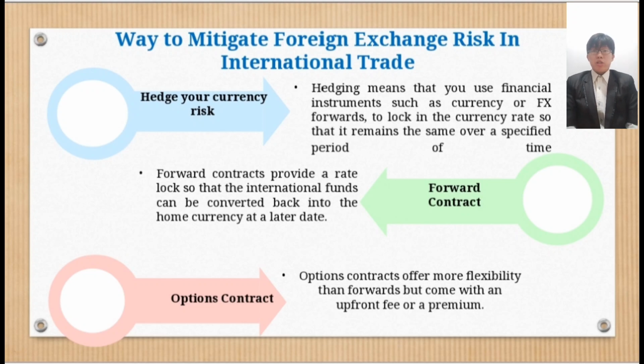I will continue my presentation by discussing the ways to mitigate foreign exchange risk in international trade. There are three ways to mitigate foreign exchange risk. The first way is using a hedging strategy. A hedging strategy can protect a foreign investment from currency risk when the funds are converted back into the investor's home currency.